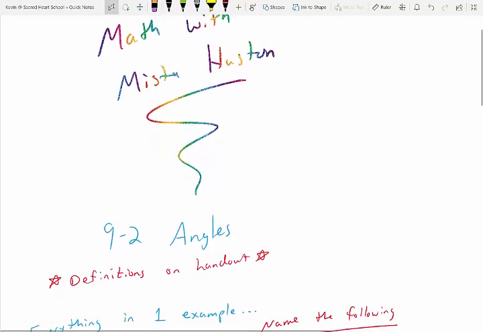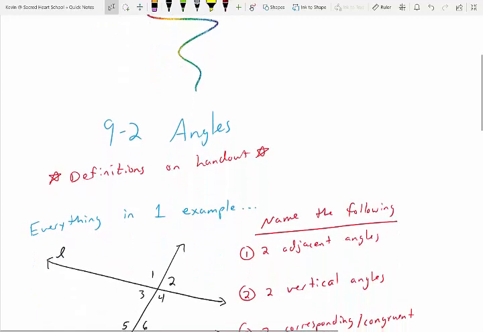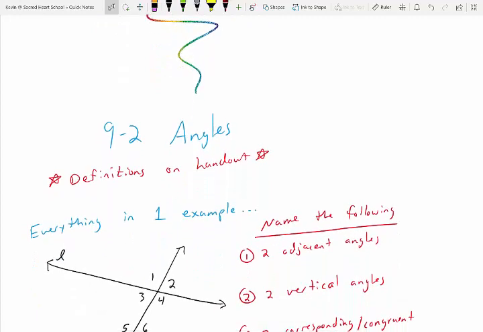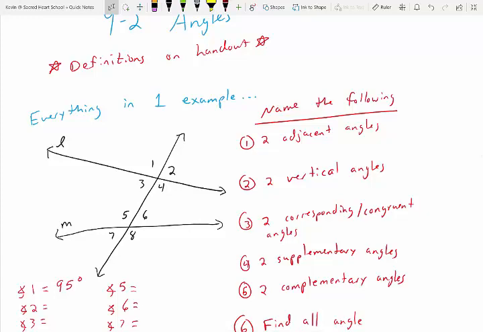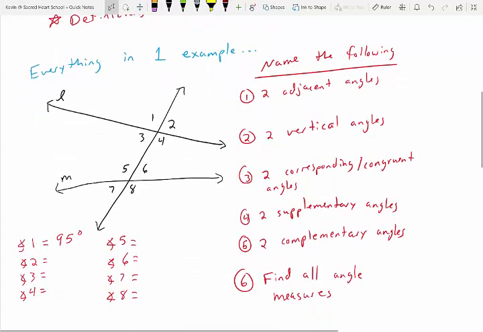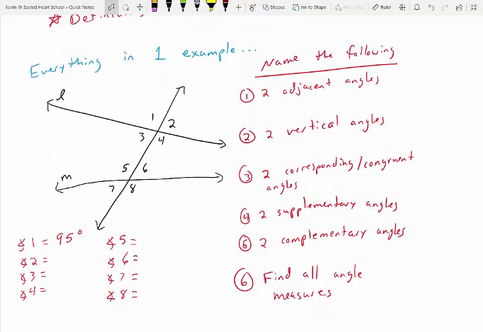Today we're going to do section 9-2, angles, and you should have your handout with all the definitions on it. Everything in one example. So we're going to have 6 parts to this, and we're going to use just a diagram at the left to help us. So we need 2 adjacent angles.